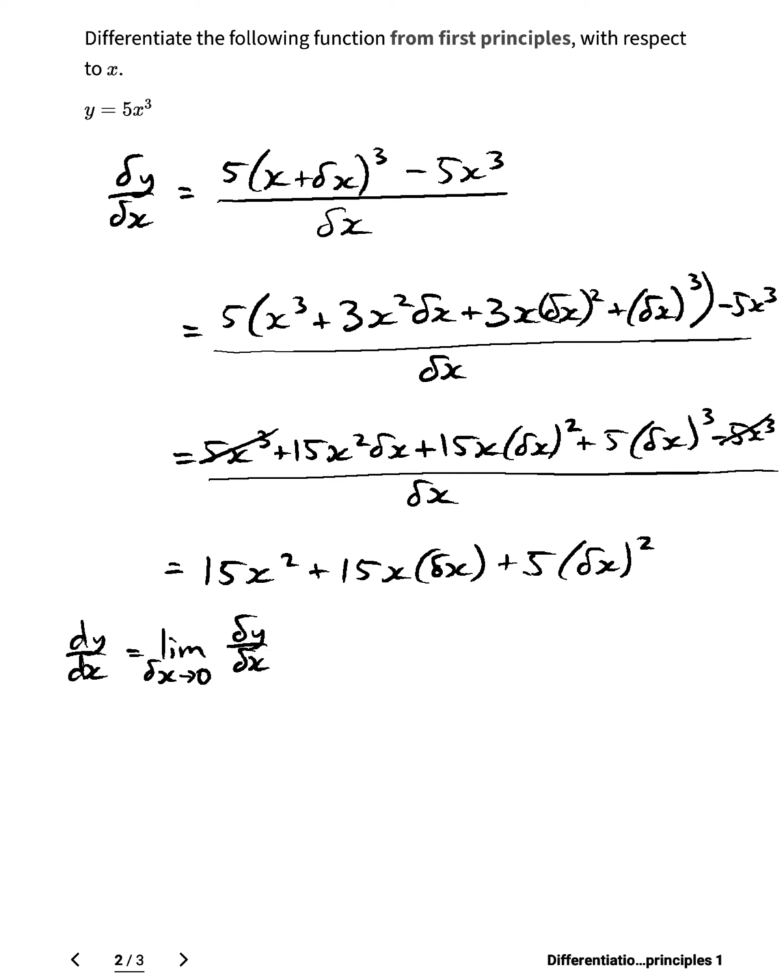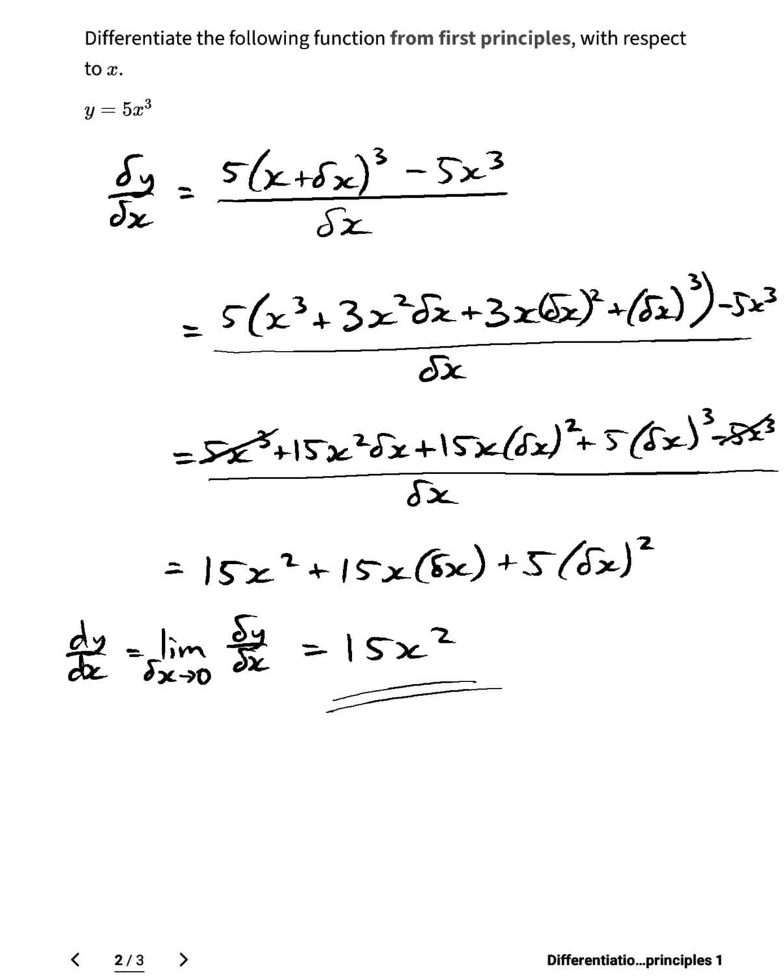So if we think about x tending to 0, you're going to see that this term is going to be completely tiny because it's something very small squared. And this is also going to be very tiny because it's something very small compared to this, which doesn't have a delta x in it. So that's the only one that we're going to keep, 15x squared.